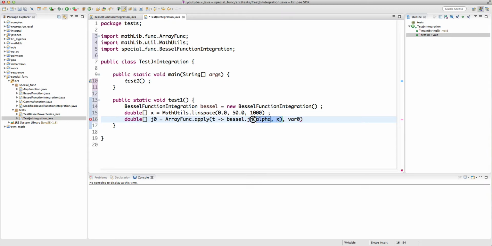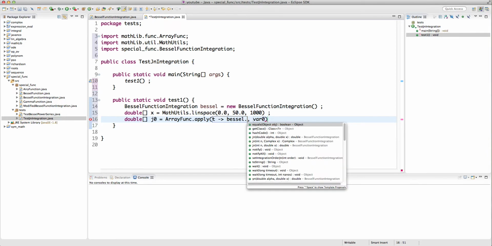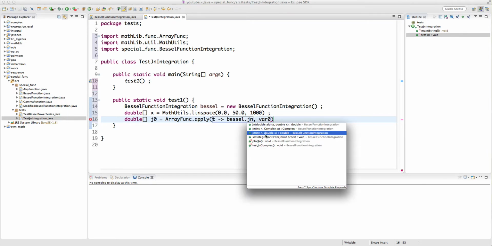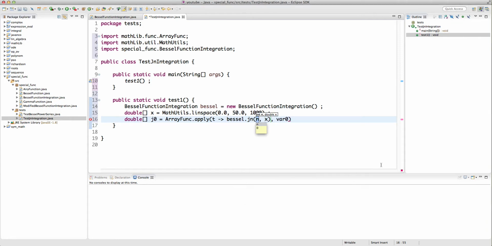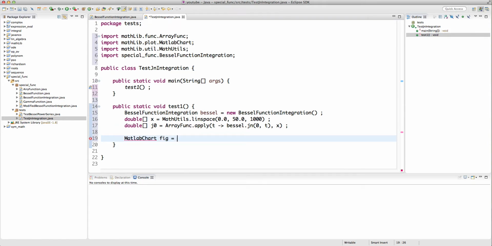I believe, let's look at the method again. We have the integer and double. That's what we're looking at right now. I want this to be a and t, and then I apply them to the x array. All right, and then I'm going to create my chart, my figure.